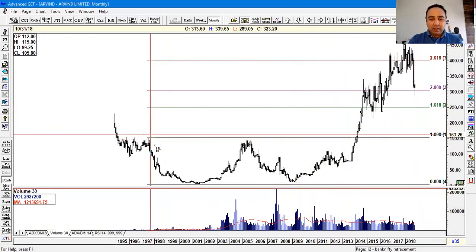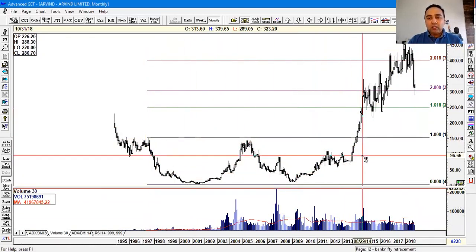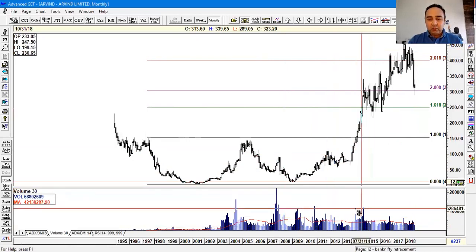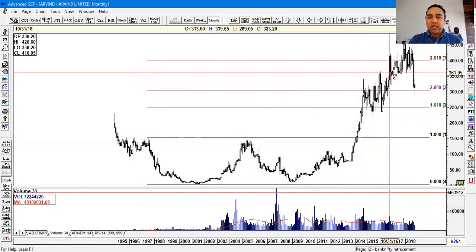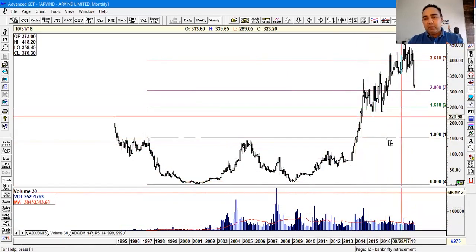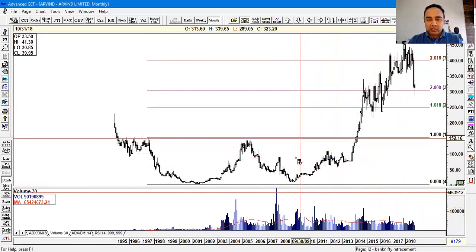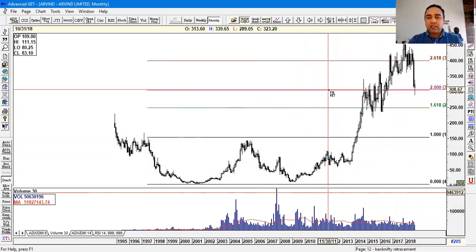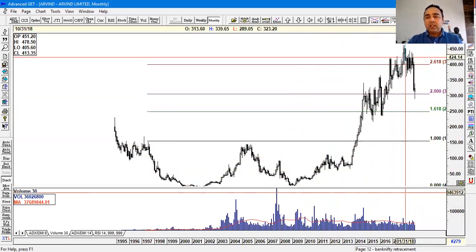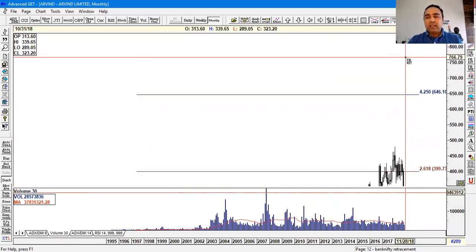You need to have a neckline. You need to have a longer the pattern, stronger the pattern, good volumes, and then keeps going up. One target is minimum is the size of the pattern, which is this much width, which is somewhere here, and then 2.618 and 4.25 and 6.85.